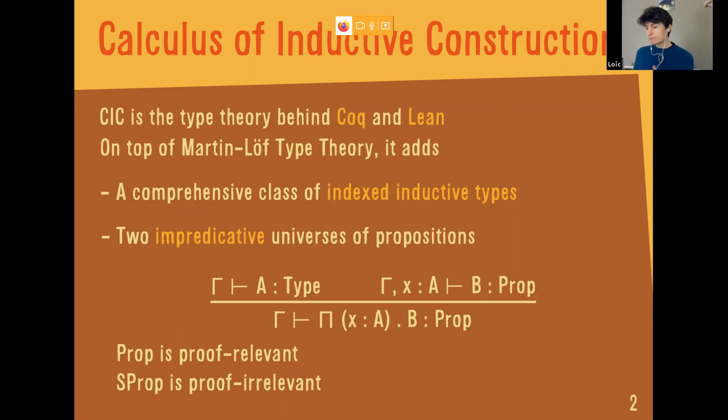In the variant implemented by the Coq proof assistant, there are two such sorts, called respectively Prop for the sort of proof-relevant propositions, and SProp for proof-irrelevant propositions. We will come back to this distinction a bit later.